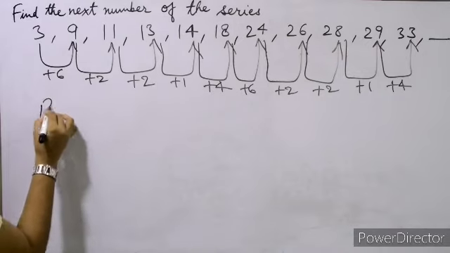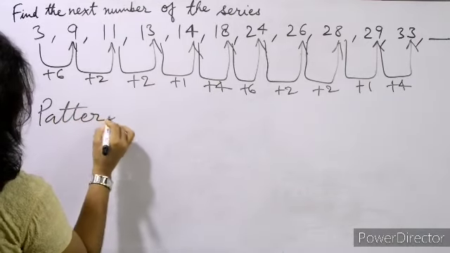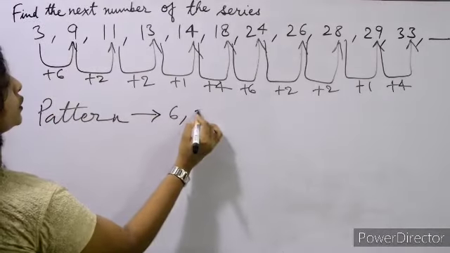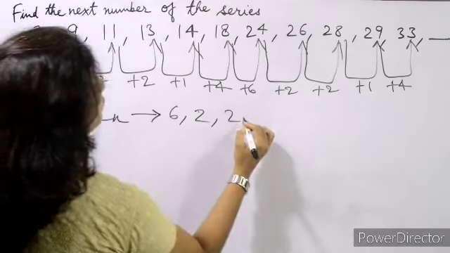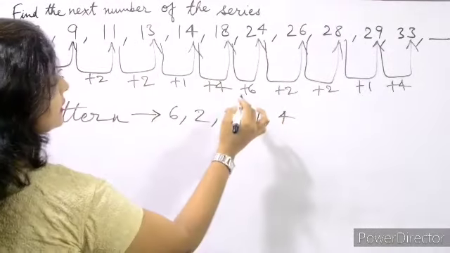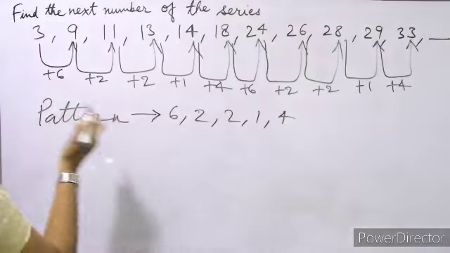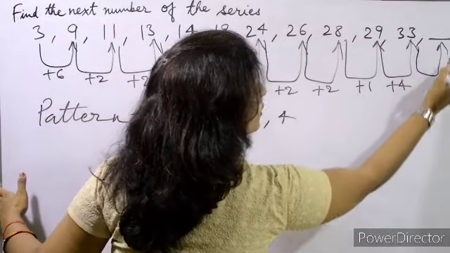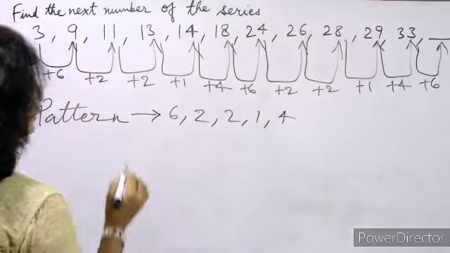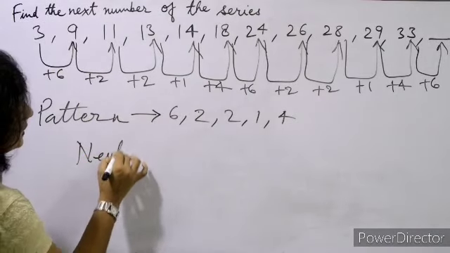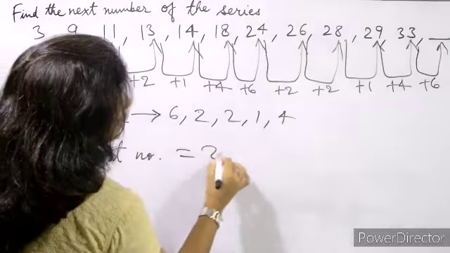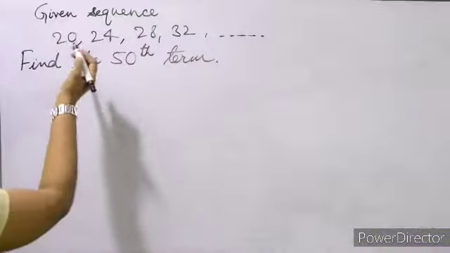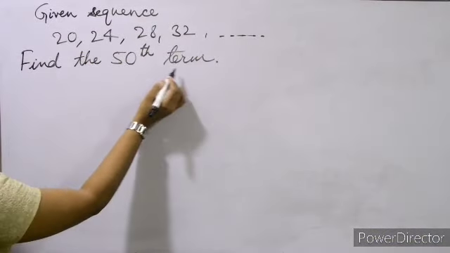We can see the pattern given: 6, 2, 2, 1, 4, and then 6, 2, 2, 1, 4 repeating. Then what will be the next? 6. So plus 6. The last number is 33, so the next number will be 33 plus 6, that is 39.